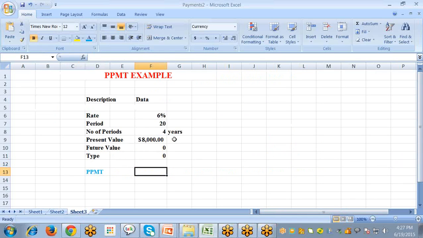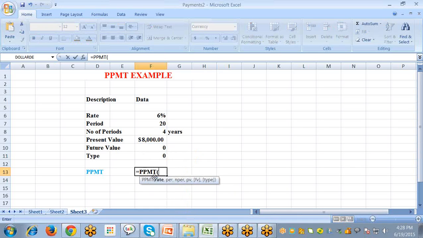Here is the data for the PPMT function. The first one is the rate, which is 6%. We are making the 20th month payment on a loan of 8,000 at an annual interest rate of 6%. The loan is to be paid off in 4 years, and all payments are made at the end of the period, therefore type is 0. So the PPMT can be calculated by just selecting the cell, typing an equal sign, selecting the function PPMT, and passing the references for all the cells.